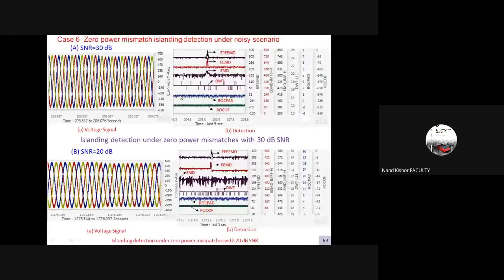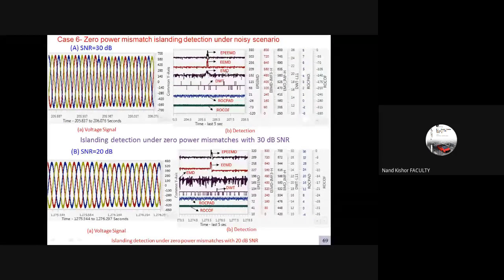Then we had the same case with some noise added here. We had it with 30 dB noise and 20 dB noise. You can see here that Rocof and Rocopad completely fail with the noisy signals. DWT also fails. However, significant detection can be observed using EPMD and EMD here. In the same way, with the 20 dB more noisy signal, performance using EPMD or EMD remains consistent here.